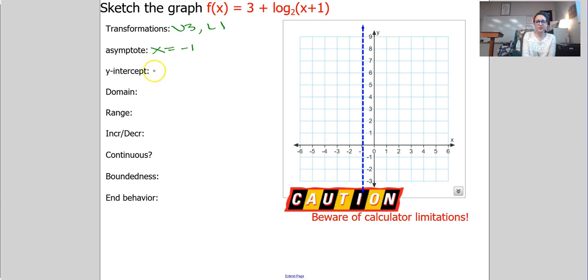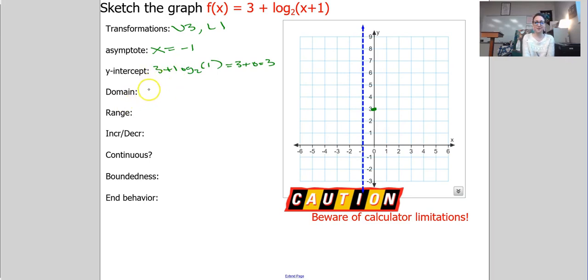Okay, well, let's plug that in. We'd have 3 plus log base 2 of 0 plus 1, and 0 plus 1 is 1, right? So let's simplify this part. 2 to what power is 1? Well, 2 to the 0 power is 1, so this is 3 plus 0, which is 3, right? So I've got a y-intercept at 3. Again, this log reveals the power, so 2 to what power is 1? That would be 0, but you still have got your 3 here, okay?